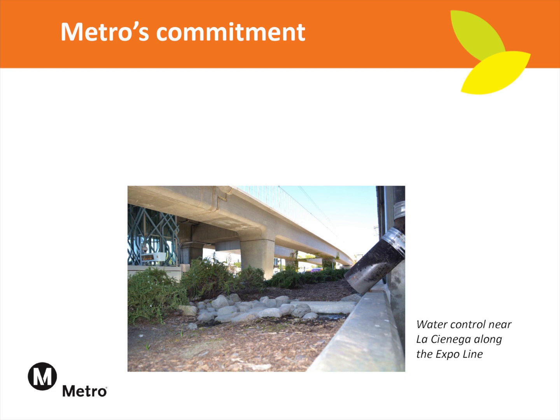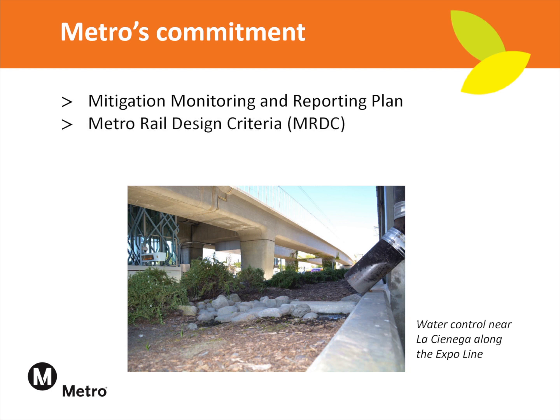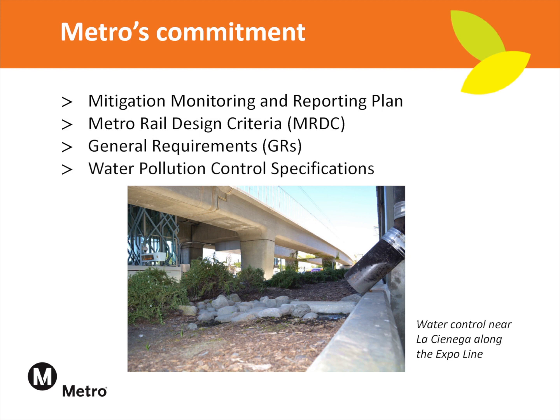The Environmental Impact Report or Environmental Impact Study that guides the project includes a mitigation, monitoring, and reporting plan with specific goals and strategies to minimize stormwater pollution. Metro's MRDC and GRs provide additional guidance. The Water Pollution Control Spec outlines the contractor's responsibility for permits, plans, and submittals, many of which are introduced in this module with samples provided for download.